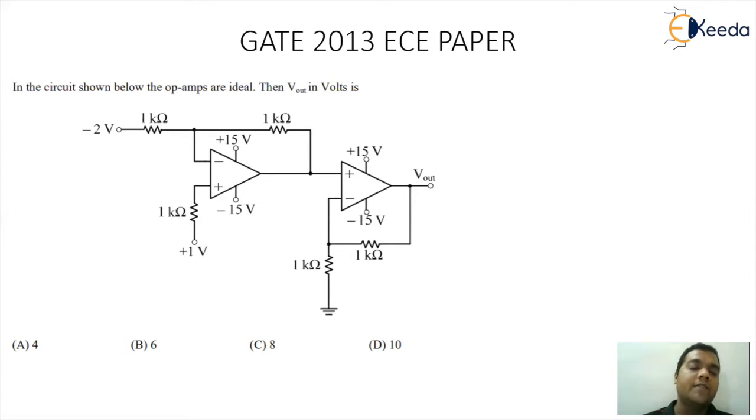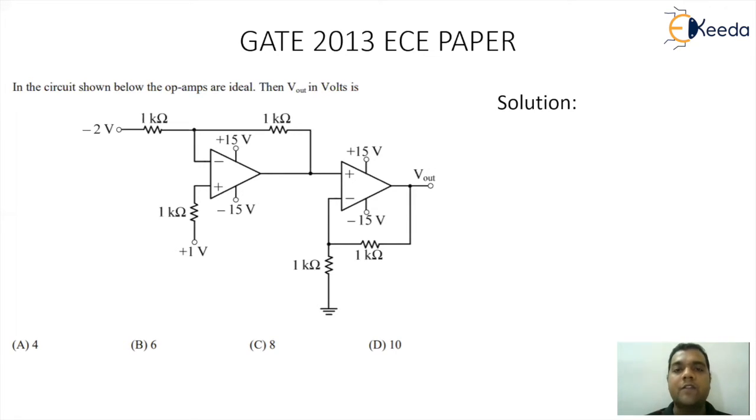Now it is very simple to solve this, where you will find a first output where you will be considering one input at a time. So if you consider the minus 2 volt as an input, then the plus 1 volt will be taken as 0 volt. And when you take plus 1 volt as an input, then the minus 2 point will be considered as 0. In either of the cases, you will find the op amp will either work as an inverting amplifier or a non-inverting amplifier.